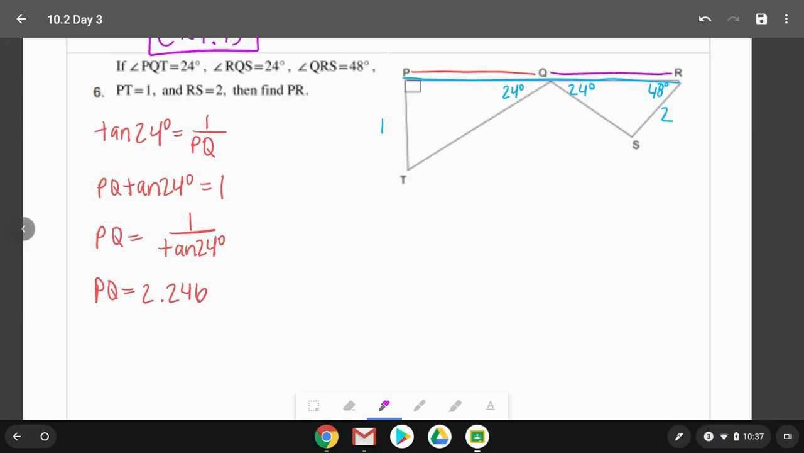Now, triangle QRS is not a right triangle, so we need to do a little bit more work with this. But what I notice is that I can find angle S by subtracting the two other angles in this triangle from 180. And so when I do that, angle S should end up being 108 degrees.